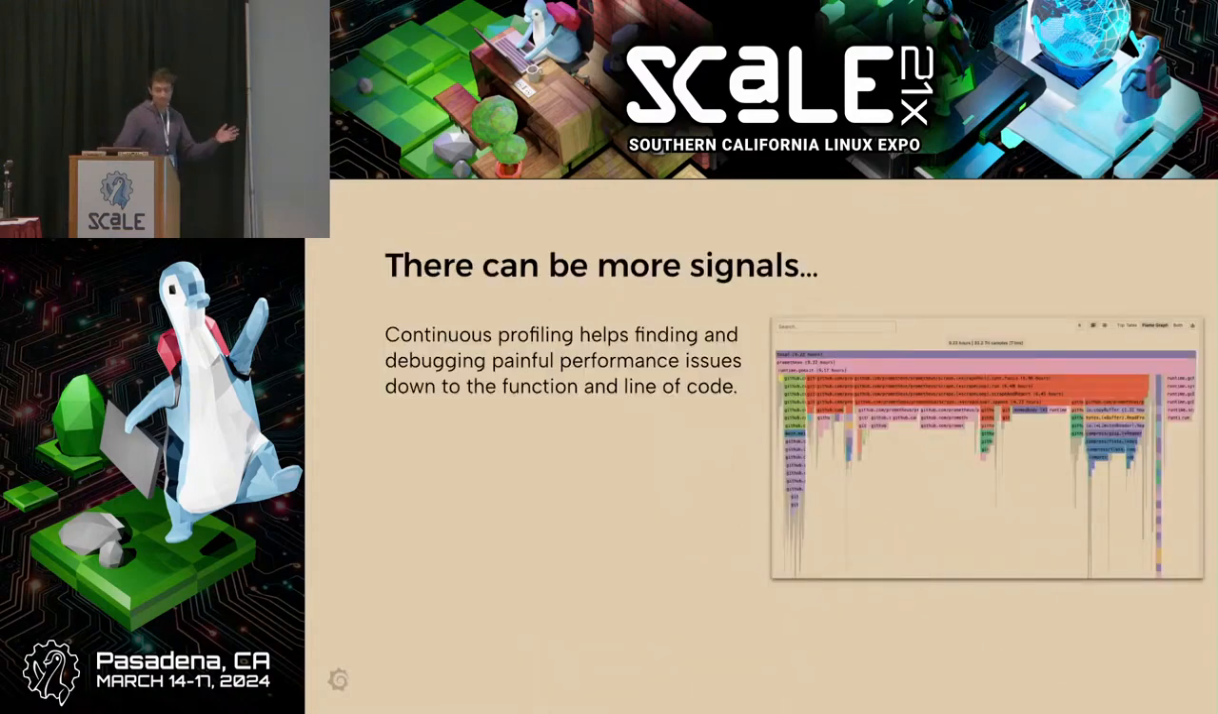But again, this list need not be exhaustive at all. There can be more signals. Continuous profiling is another such one that's recently become quite popular. It helps finding and debugging painful performance issues down to the function and line of code. These flame graphs have been around for a while, but again, they've become popular recently, and a couple of open source solutions have also come up in this space. There's Pyroscope, Polar Signals, and a couple of others.